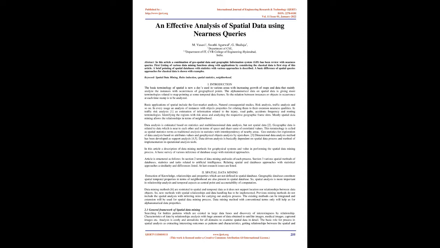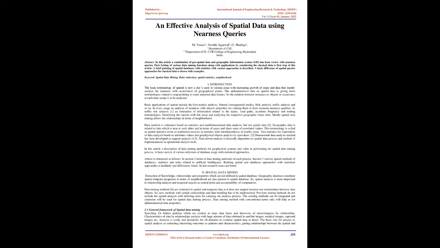The article is structured as follows: in Section 2, terms of data mining and tasks of each process. Section 3, various spatial methods of databases, statistics, and tasks related to artificial intelligence. Relating spatial and database approaches with statistical approaches, similarities and differences are listed. At last, research issues are listed.